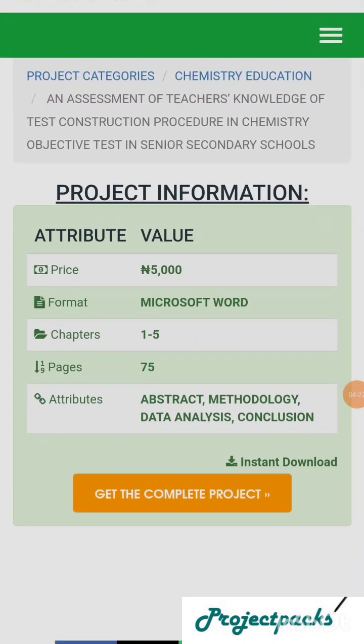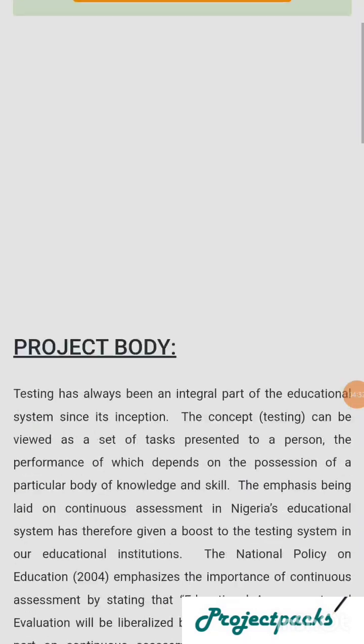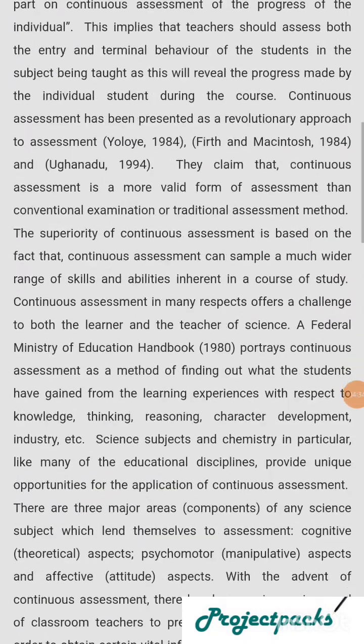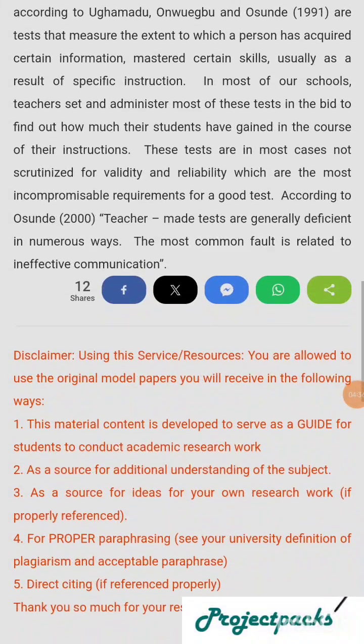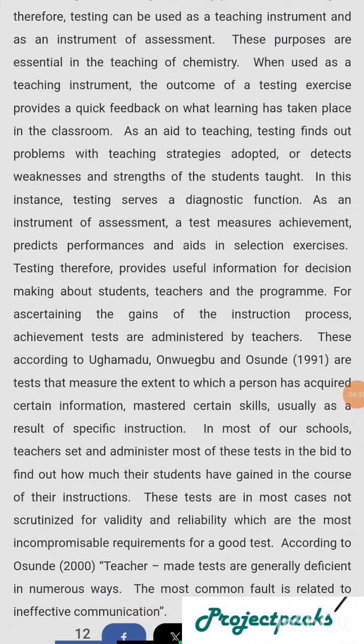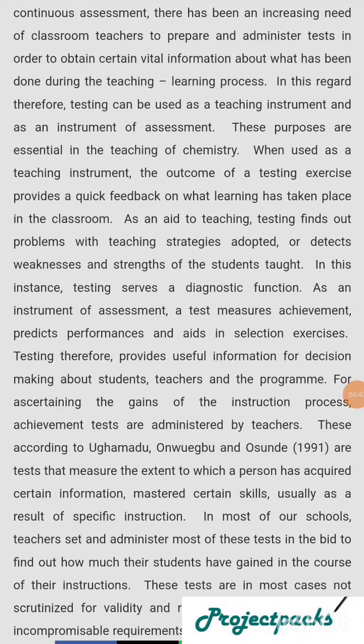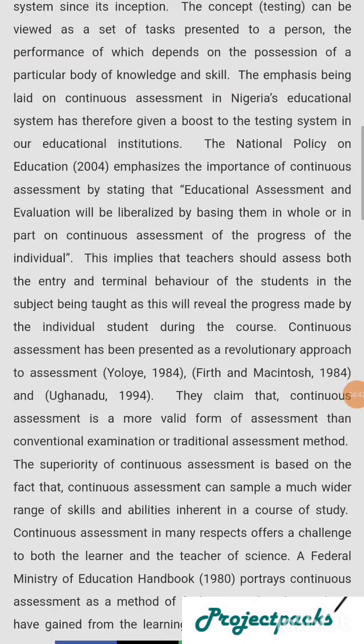You now look at, okay, in senior secondary school, a case study of, you pick a local government, let's say Ilorin South local government, or Ilorin West local government. That's how you go about it. Then you read the project body to have a grasp of what you want to carry your project out on. But you don't need that.